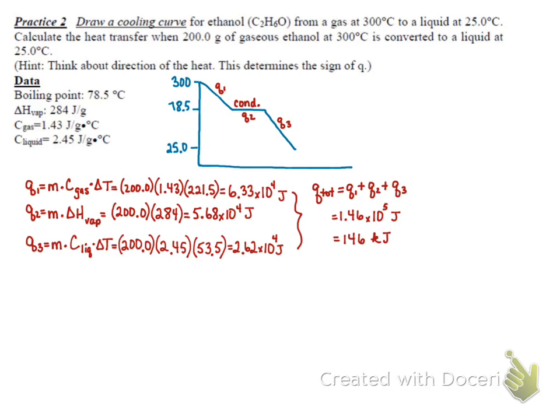So this problem, it starts at a gas at 300, cools down until it gets to the boiling point, where it condenses into a liquid, and that's Q2. Then the liquid can cool down, in this case, to 25. It doesn't get all the way to the freezing point. We're not even given the freezing point, and it goes down to 25 degrees. So it has 3 stages, so 3 Q's. Calculate them separately, and then add them together to get 1.46 times 10 to the 5 joules, or 146 kilojoules.